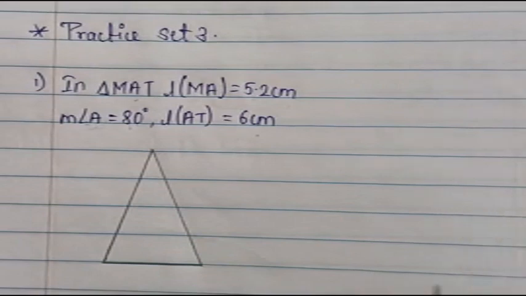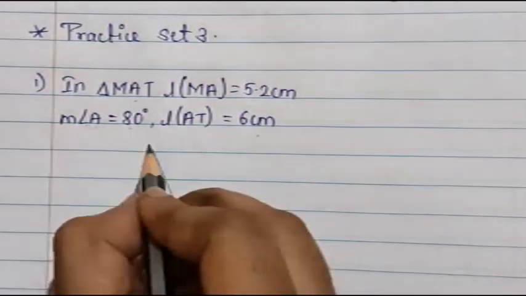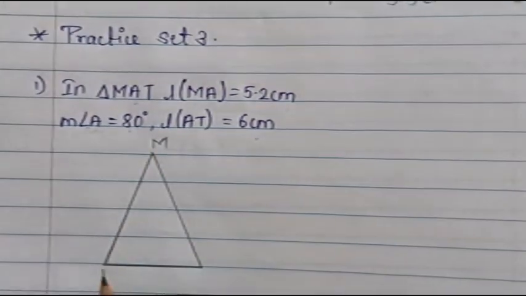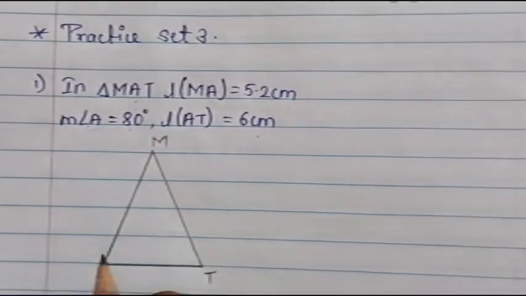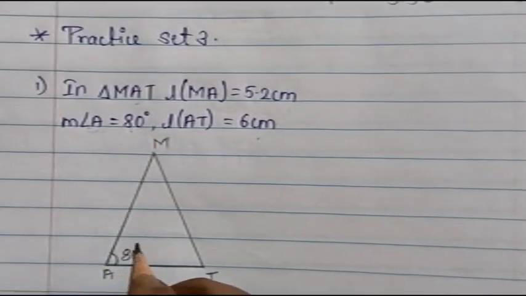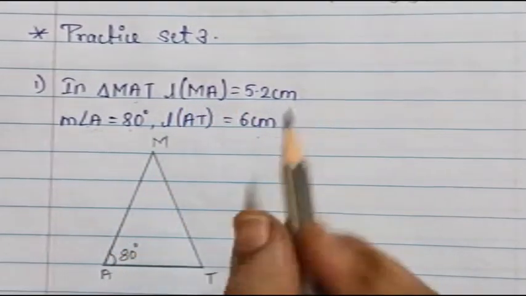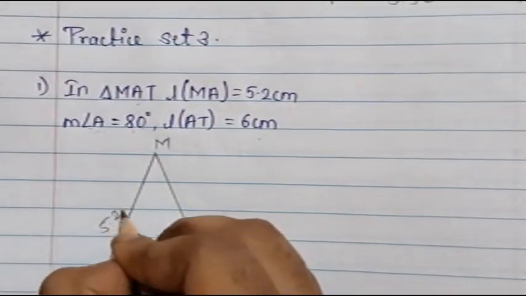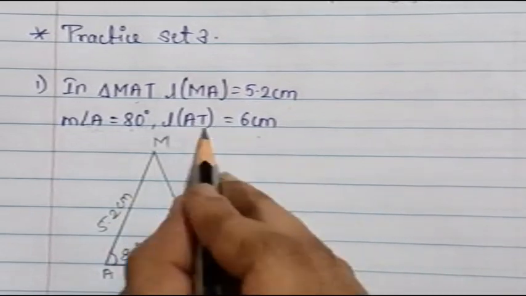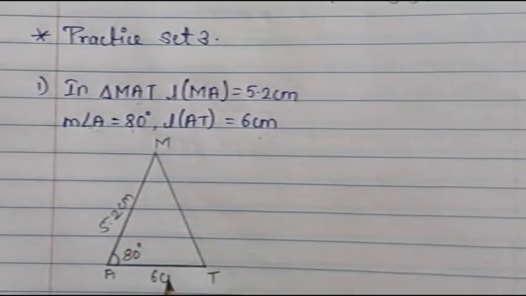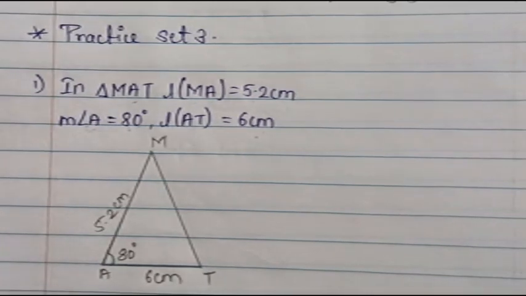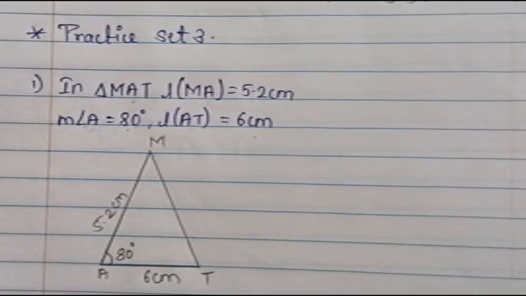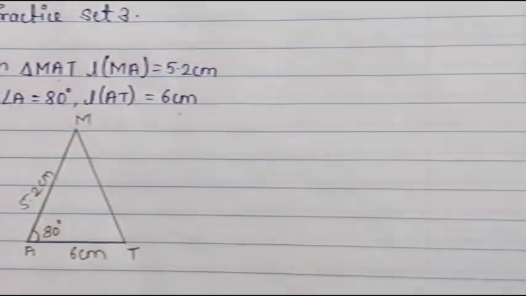This is your rough figure. I'll name it as MAT. Measure of angle A is 80 degree. Length of MA is equal to 5.2 centimeter. Length of AT is 6 centimeter. Okay, the example which we just solved, it is exactly similar, only the measures are different. Now let us solve it.